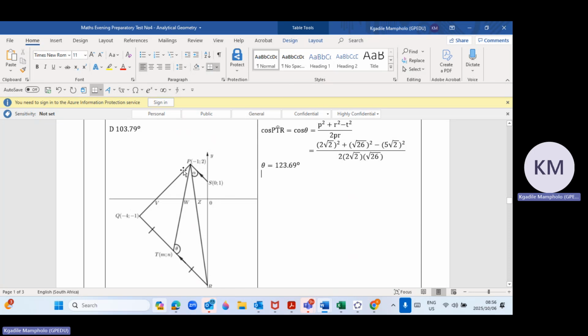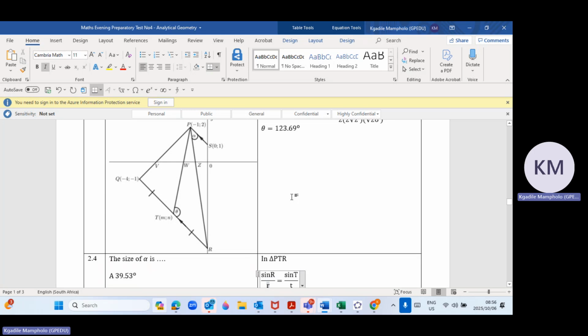So the only way to get the angle was to use the cosine rule. But with the cosine rule, you need to know coordinates of all the vertices of that triangle. Use the distance formula to calculate the distances of all the sides of a triangle. Then you apply the cosine rule.